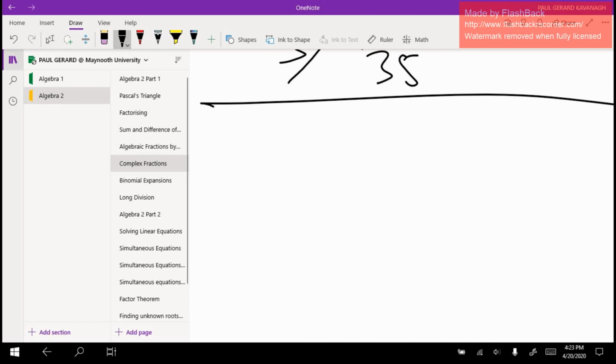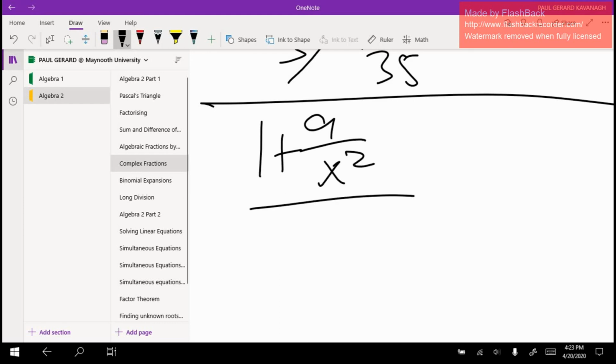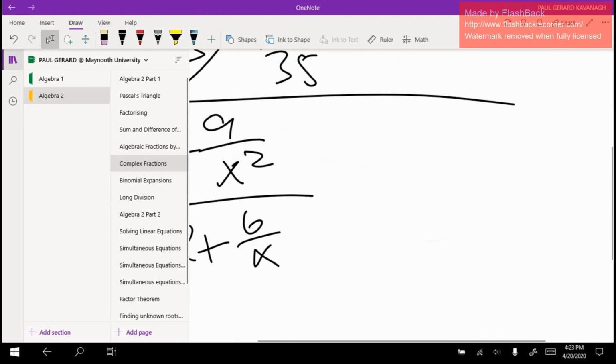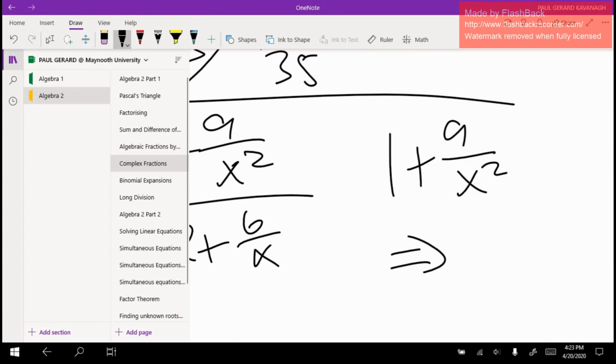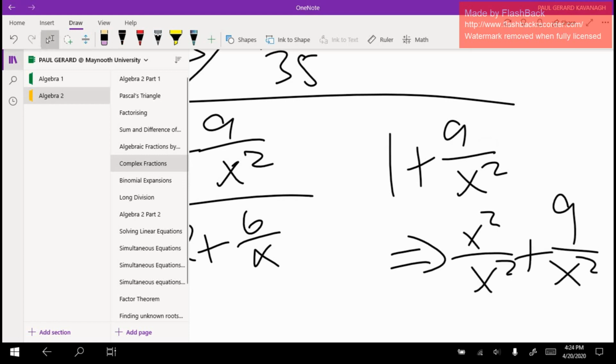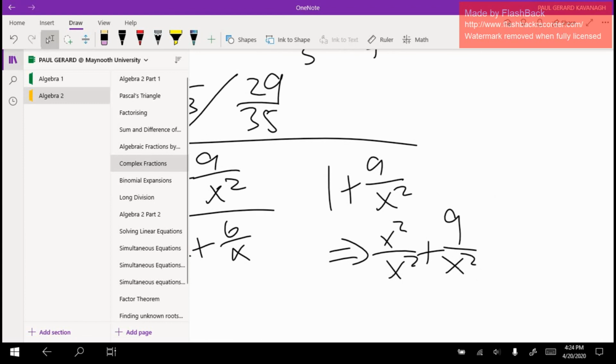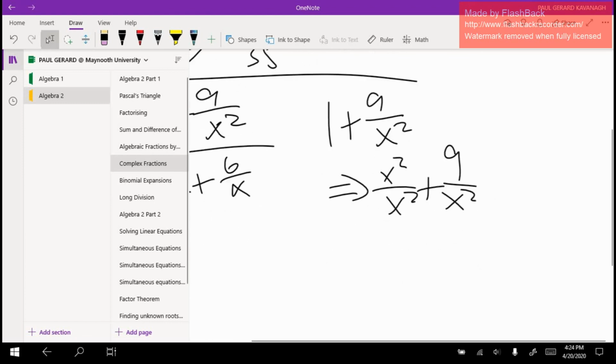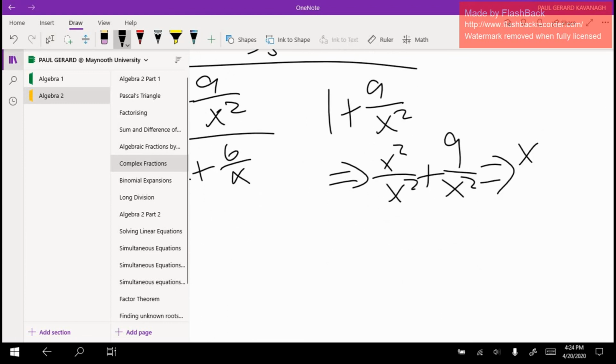So let's just have an example here. 1 plus 9 over x squared, over 2 plus 6 over x. Let's look at one individually. So let's look at the 1 plus 9 over x squared. That means x squared over x squared plus 9 over x squared. Have a look at that. What we can actually write now is x squared plus 9 over x squared.